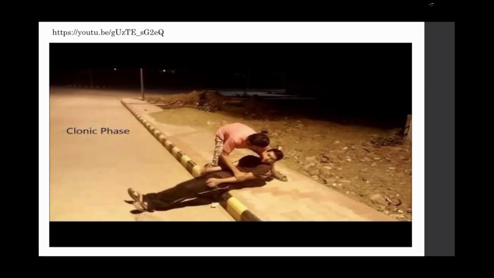So this is called an automatism, what his hand is doing. He doesn't know that he's doing it. It's just happening automatically. And they're called automatisms.